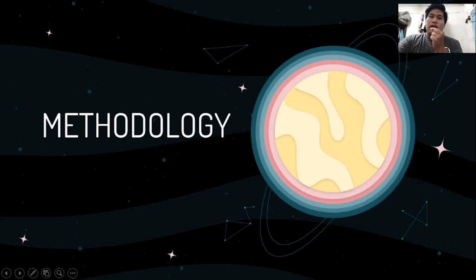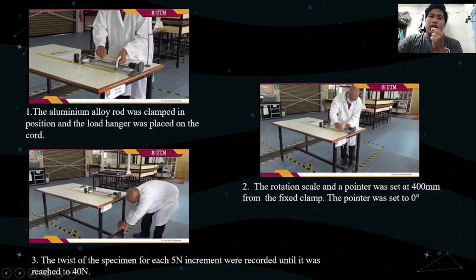For the methodology, the first step is the aluminium alloy rod was clamped in position and the load hanger was placed on the cord. The second step is the rotation scale and a pointer was set at 400 mm from the fixed clamp.